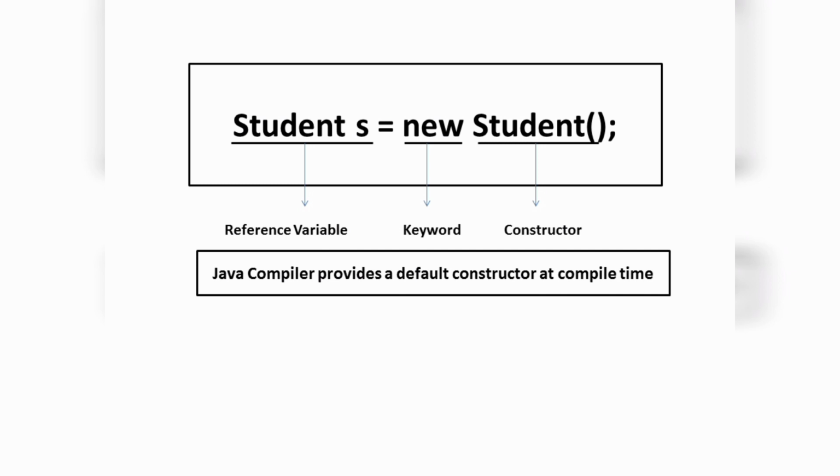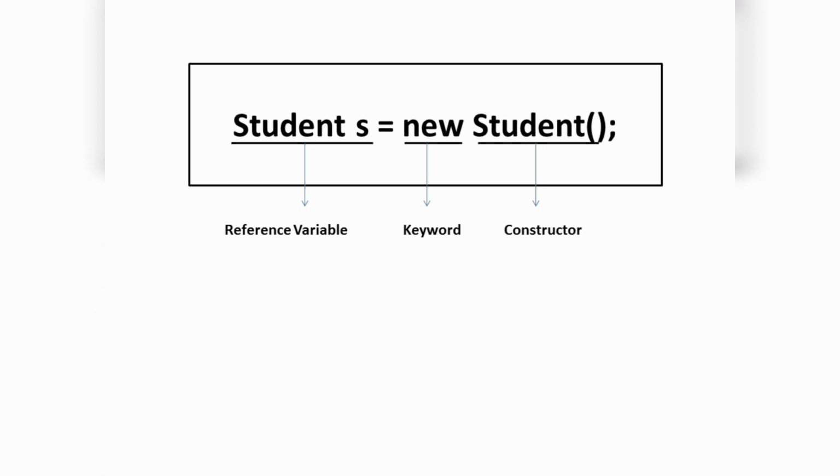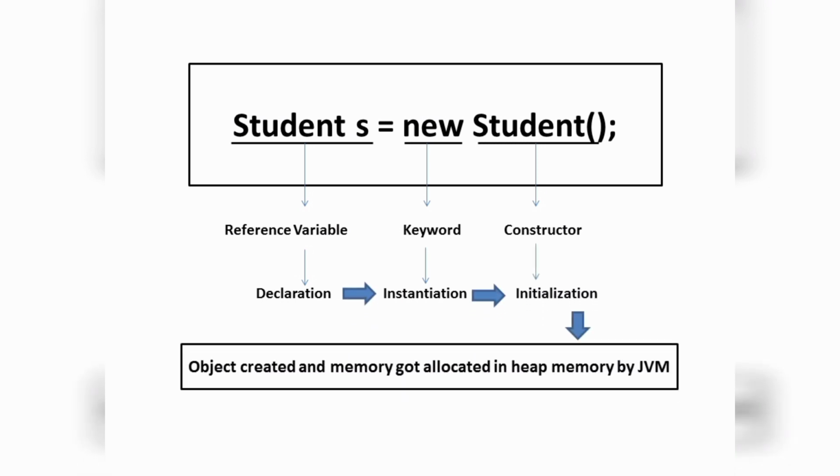And that is why when we write Student s equals new Student, first we are declaring this reference variable. Then using new, we are instantiating the object. Then using the constructor, we are initializing the object. And that is when the JVM allocates the required memory in the heap area to create this object. Once this memory is allocated, it holds a reference to this memory through a variable, which in our case is s.